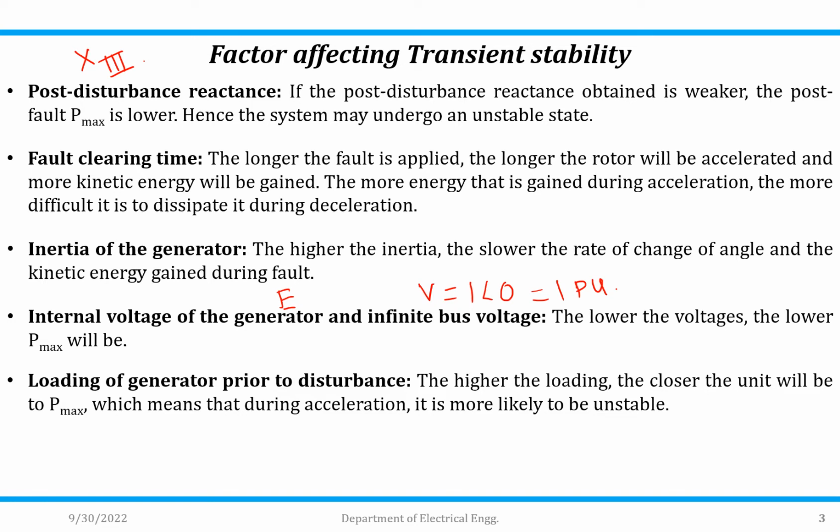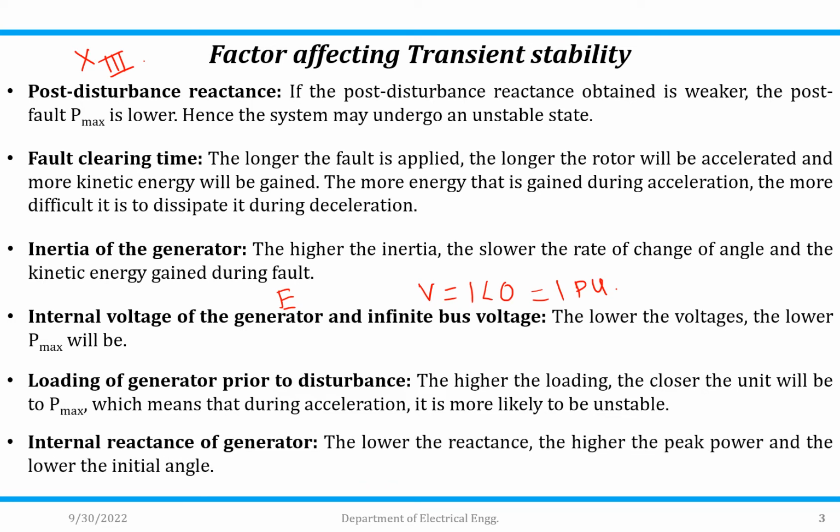Loading of the generator prior to the disturbance. The more the loading, the closer the unit will be to Pmax, that is, the maximum value of power, which means that during acceleration it is more likely to be unstable. And the last point is the internal reactance of the generator. The lesser the reactance, the higher will be the peak power, and the lower will be the initial angle.